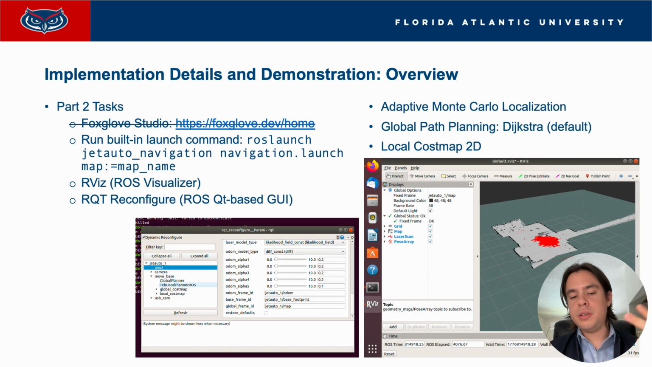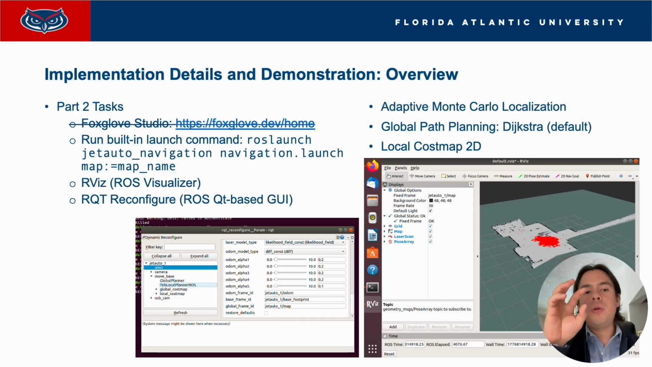The second part of the tasks was about loading the map that I generated in part 1 and allowing the bot to move autonomously. Again, I did use a launch file provided by the manufacturer, which basically took the map that I generated in the first part as an argument. And on my computer, I ran RViz and a ROS Qt-based GUI reconfigure tool, rqt_reconfigure.